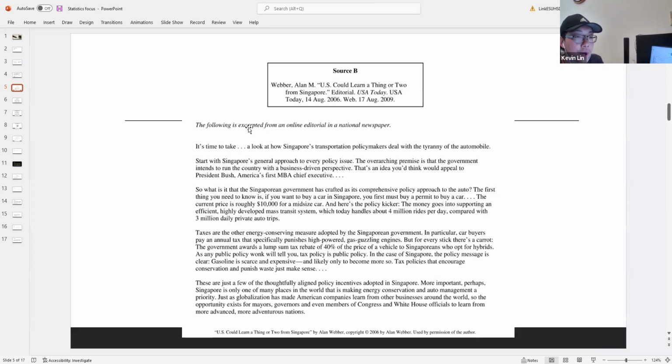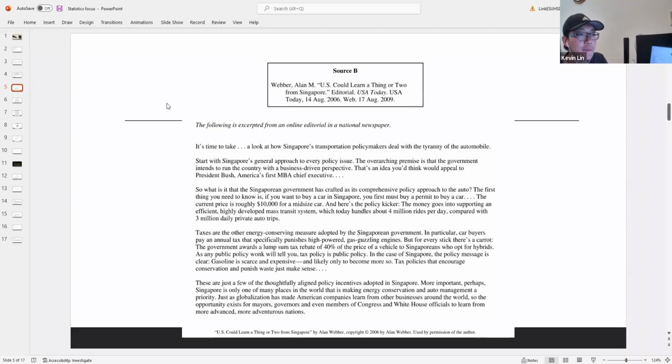And from the bottom part here, it says the following is excerpted from an online editorial in a national newspaper. So pretty credible, right? Credibility is really important. Then I look at the first line, usually just to get a little vibe check: "It's time to take a look at how Singapore's transportation policymakers deal with the tyranny of the automobile." Oh yep, this is going to be pro-green. They're talking about how policymakers have to deal with automobiles, great emission machines, things that are ruining our environment, fighting against non-green practices. So this one I might use because I'm thinking I'm gonna refer to Singapore, right? Singapore may be a place of good ethos for green energy here.